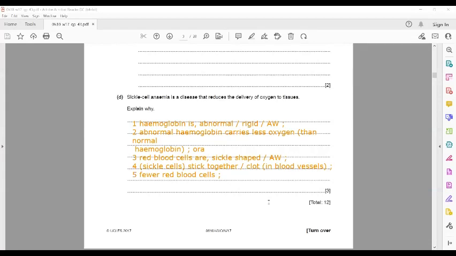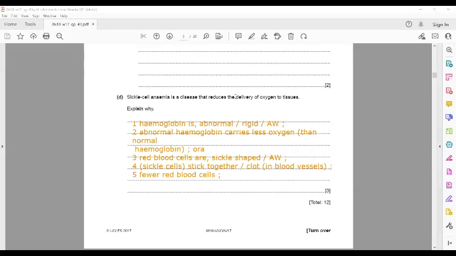You only pick three of these answers. You do not need to write all five. You just have different options. The most important thing is that because of that mutation, that abnormality, the shape of the red blood cell changes. If it changes, it no longer can carry the same amount of oxygen compared to the normal shaped hemoglobin or red blood cell, and it also becomes sticky and causes clots in the blood vessels. Those are the answers I think you can write.